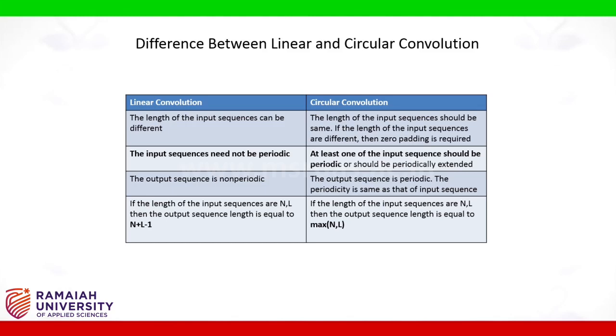In linear convolution, if the lengths of the input sequences are n, l, then the output sequence length is equal to n plus l minus 1. In circular convolution, if the lengths of the input sequences are n, l, then the output sequence length is equal to maximum of n, l.